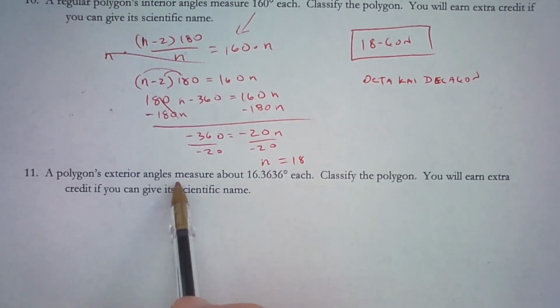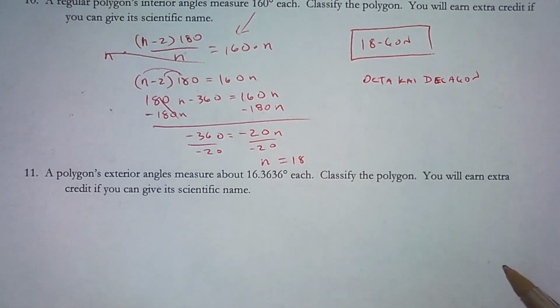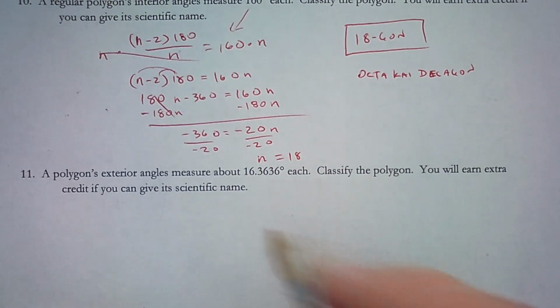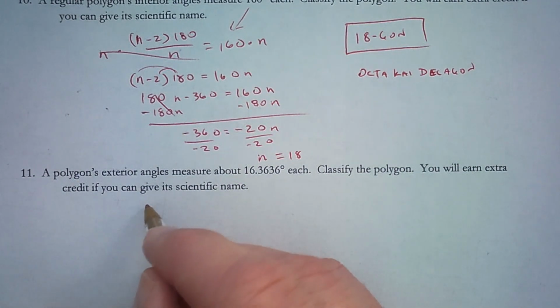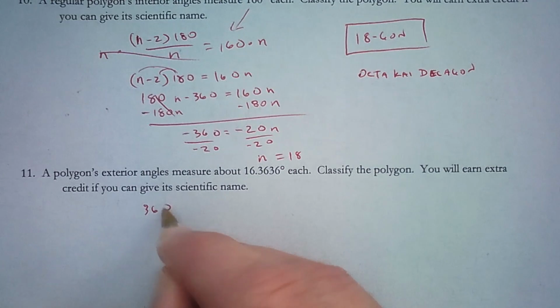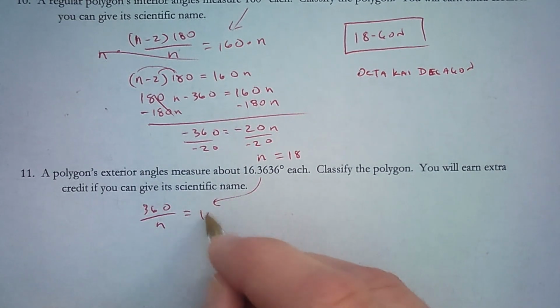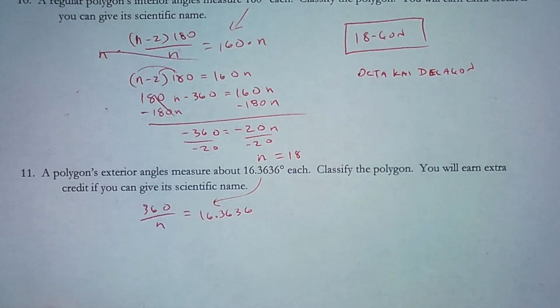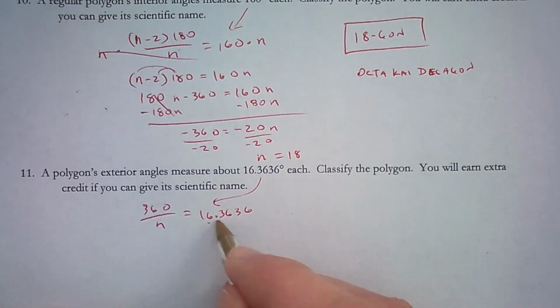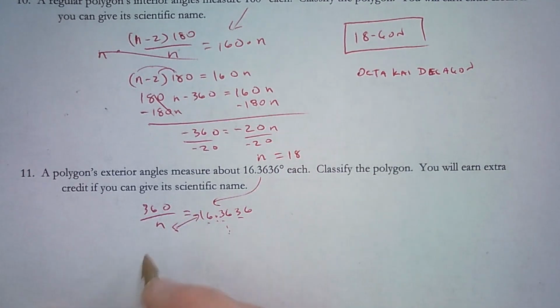Okay, then our last one, a polygon's exterior angles are about 16.3636 degrees each. Classify the polygon. So exterior angles, the single exterior angle formula for a regular polygon is 360 divided by n. For this particular polygon, we get 16.3636 degrees. Okay, now this is a case where we can switch and divide. This is just like being over 1, and we can switch and divide.